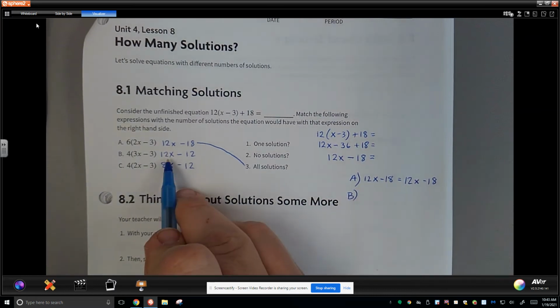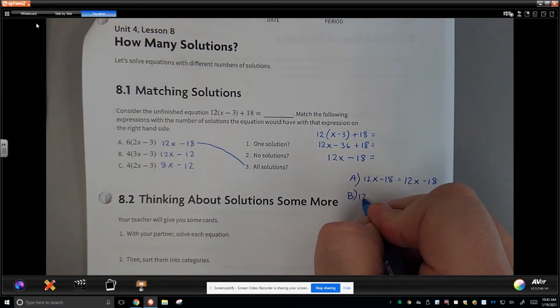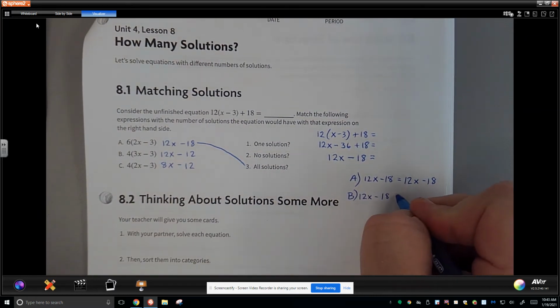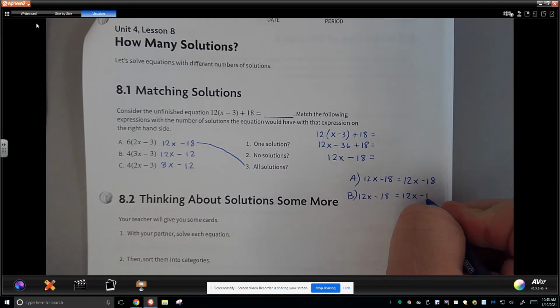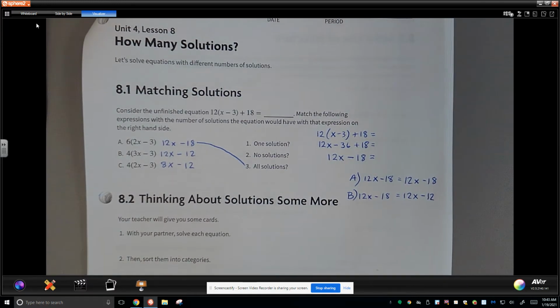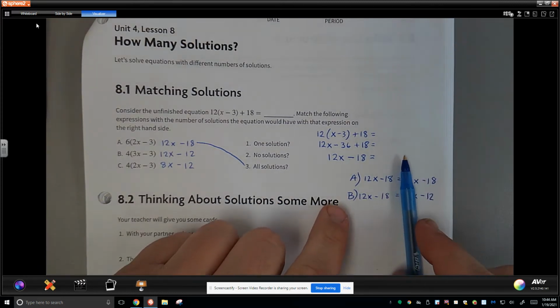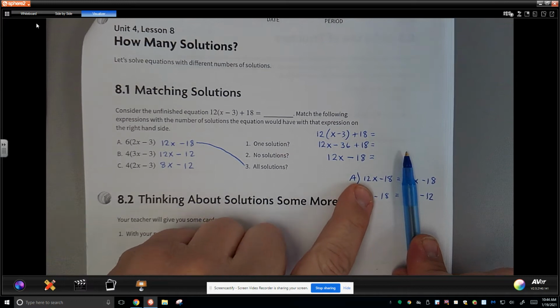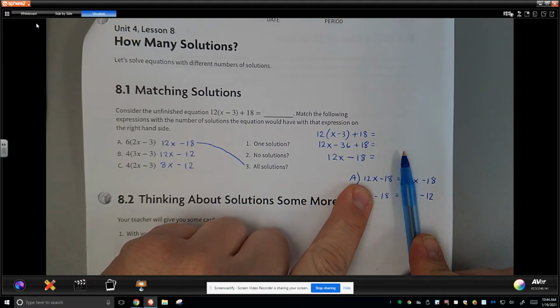Looking at letter B, we have 12 times x minus 18 compared to 12 times x minus 12. The way that I like to look at no solution situations, this one is a no solution, is I like to take that 12 times x, and if I cover that up and I cover that up, I'm left with a negative 18 compared to a negative 12. And I look at that statement.